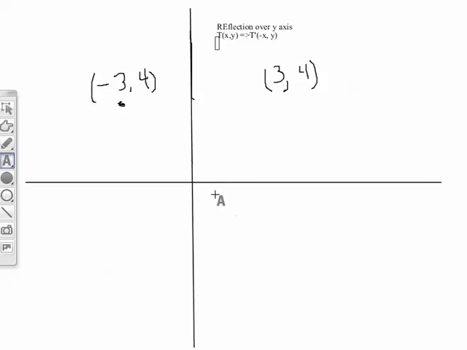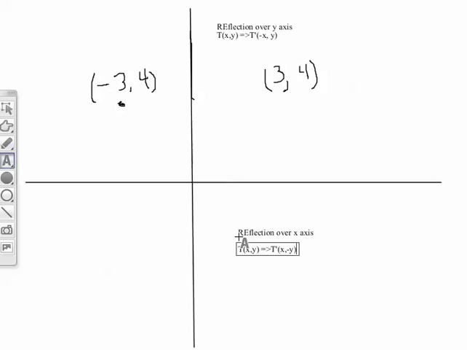Well, what about reflecting over the x-axis? Reflection over the x-axis is very similar. I've got a point T, x, comma, y. The rule for this one is that T prime will be located at x, comma, negative y.